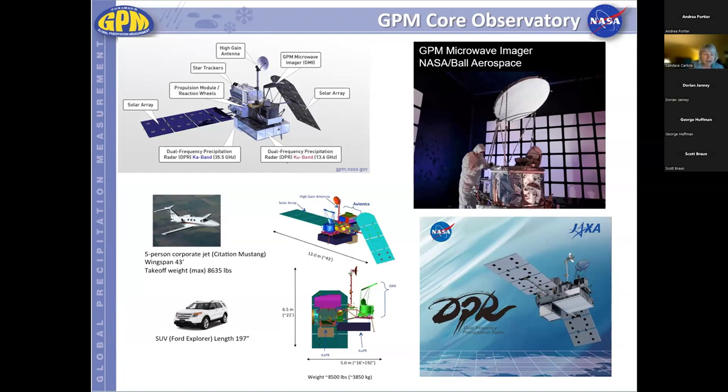We built it at Goddard with components that were purchased from contractors around the world. And we also had a Japanese contribution of the precipitation radar. Japan also contributed the launch vehicle. We'll hear more about that. And the US instrument was that microwave imager that you can see here.